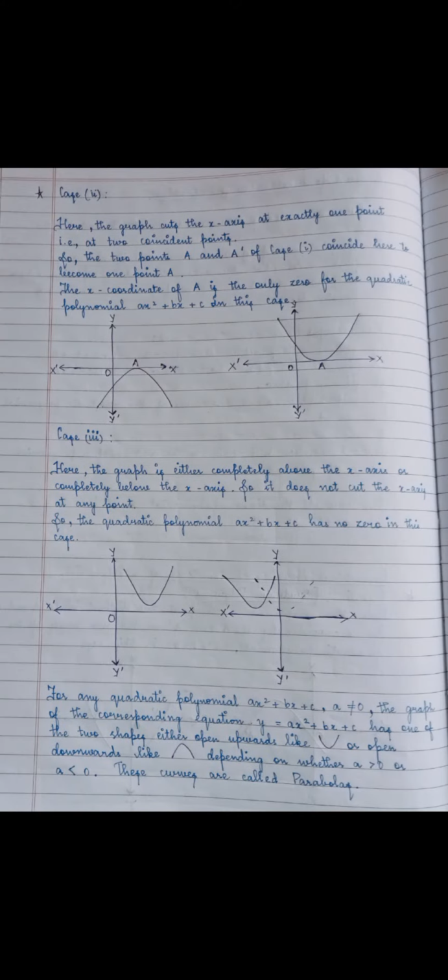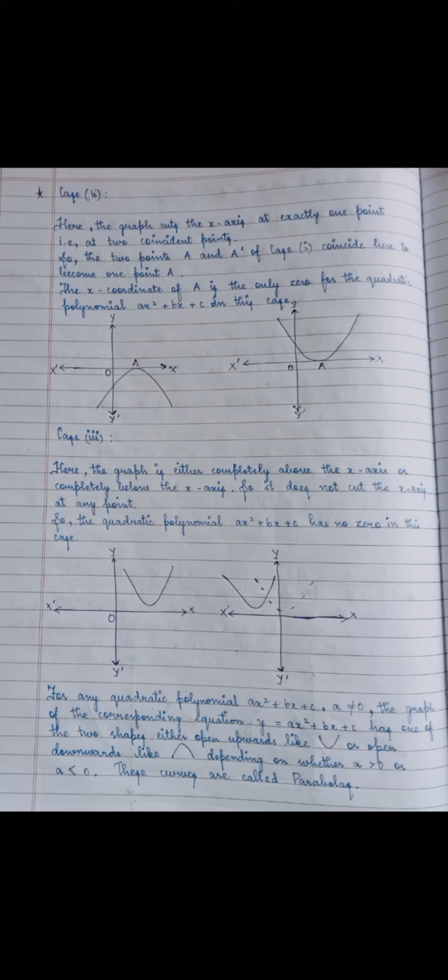Geometrical meaning of the zeros of a polynomial. Case 1: in the case of a quadratic polynomial, the graph cuts the x-axis at two different points, a and a dash. Hence there are two zeros. In case 2, the graph cuts the x-axis at exactly one point, so a and a dash coincide and we get only one zero.